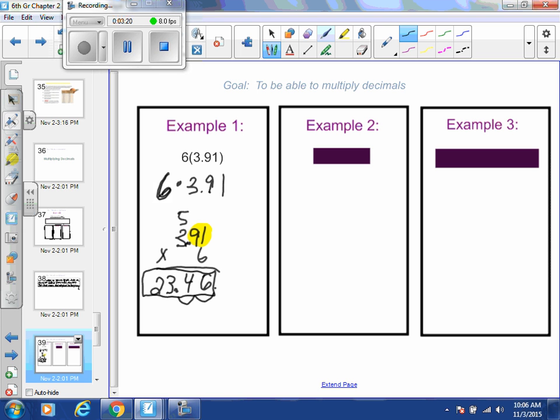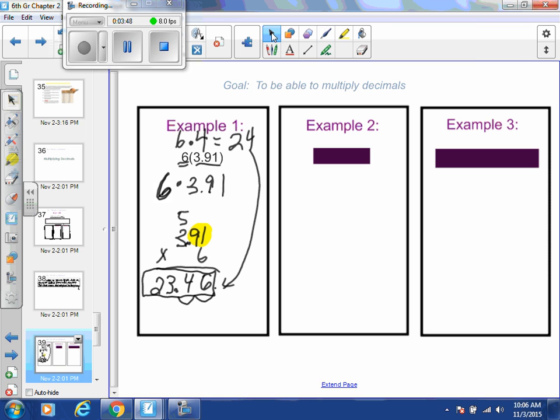To check your answer and make sure it's reasonable, you can always go back to the original problem and use estimation. So 6 times 3 and 91 hundredths, or $3.91. That's about $4, right? If you have $3.91, you have approximately $4. 6 times 4 is 24. Is my answer close to 24? Yes, it is. So let's move on. If you need more time, pause, finish up, and go on to example 2 when you're ready.